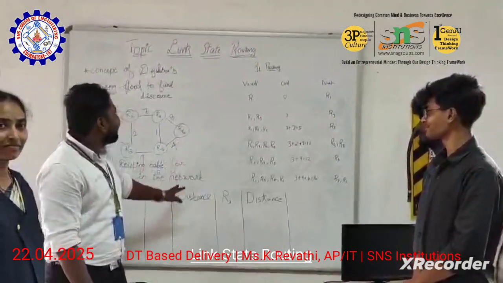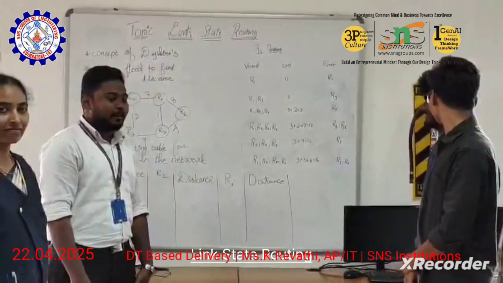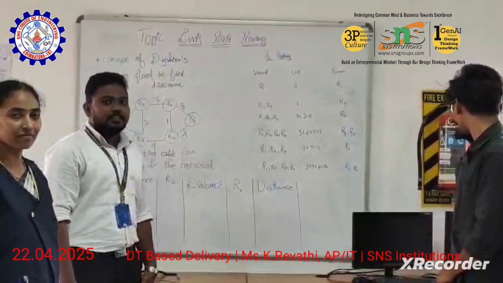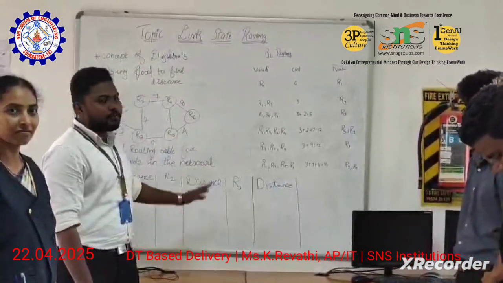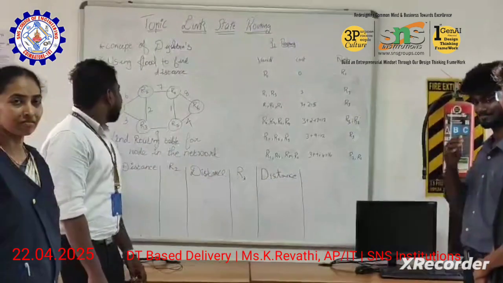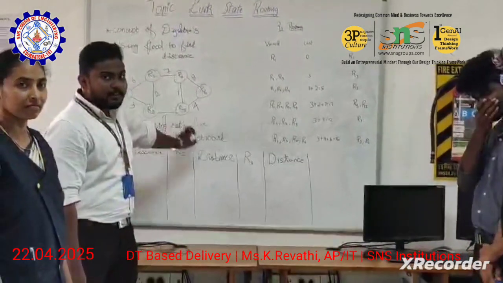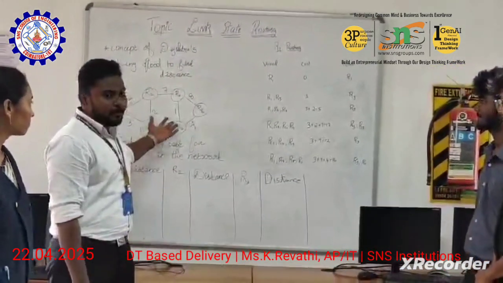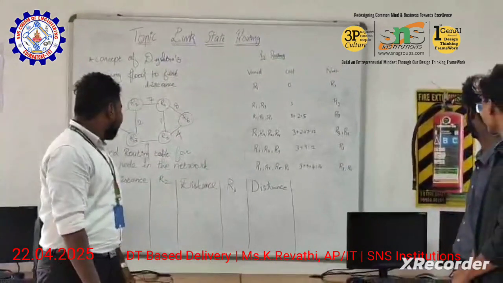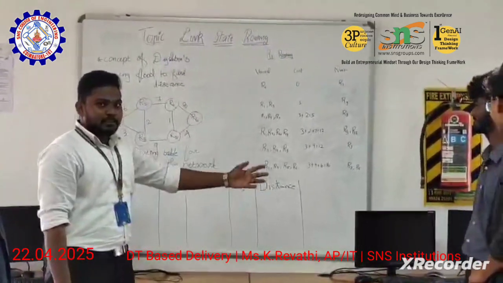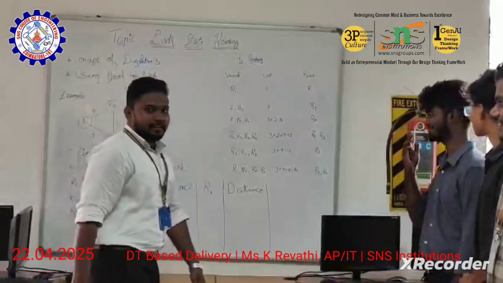Hello everyone. Today's topic is link state routing, which is also said as using flood to find the distance. The diagram consists of 6 nodes. They are R1, R2, R3, R4, R5, R6. Next topic is explained by Sabarish.